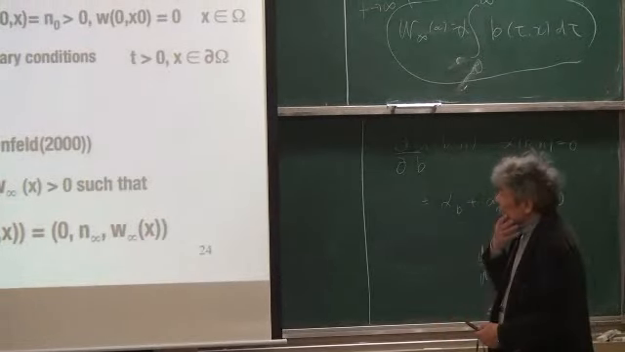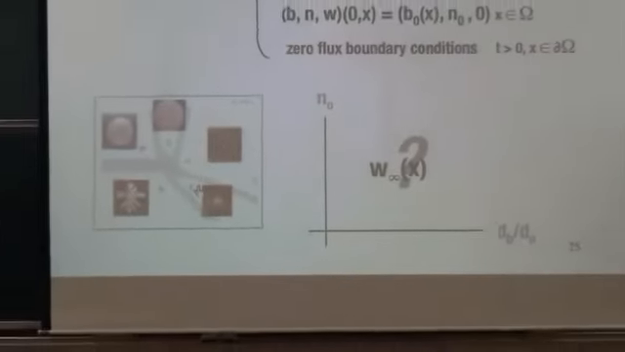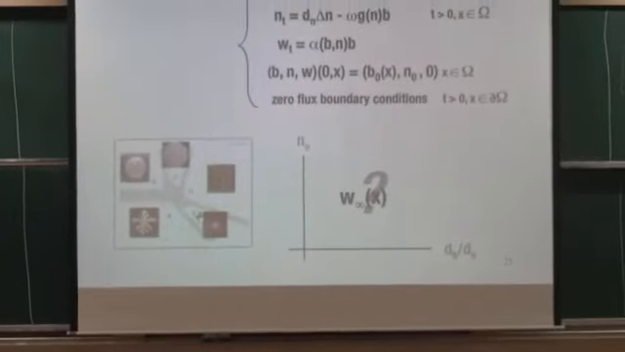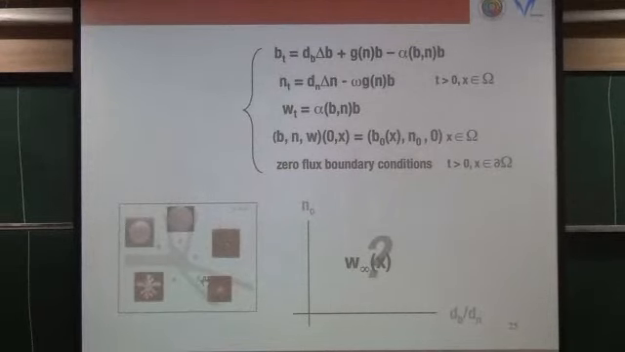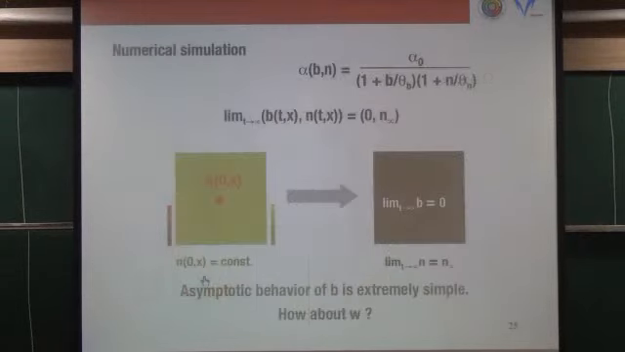Okay, so the problem is the following. What kind of special profile appears in this parameter space? This is just a numerical simulation, and in the numerical simulation we assume the following specified function here. Both of them are monotone decreasing. And then mathematically we can get b tends to 0, n tends to some constant at infinity, okay?